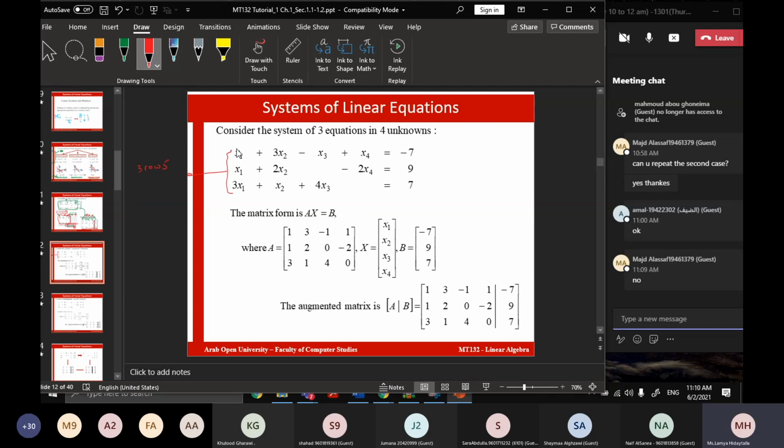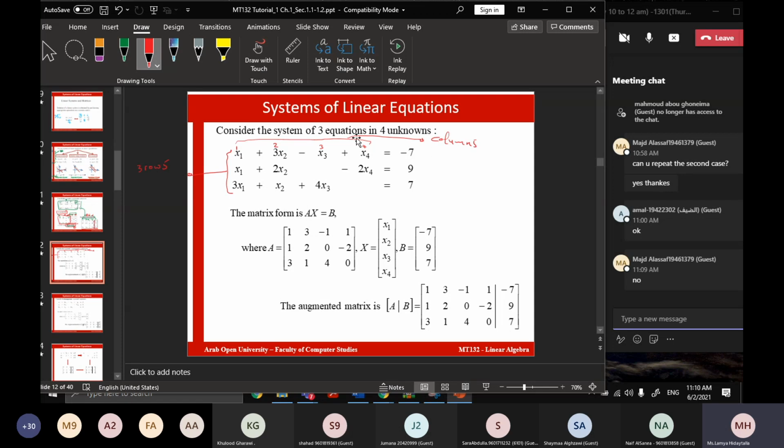طيب, عندي كم unknown؟ 1 2 3 4 unknown. يبقى ده حيدوني شنو؟ a number of columns. How many columns you will have in your matrix? Okay, يبقى always the number of columns هو عبارة عن the number of the unknowns. والنمبر of rows هو النمبر of the equations I have.